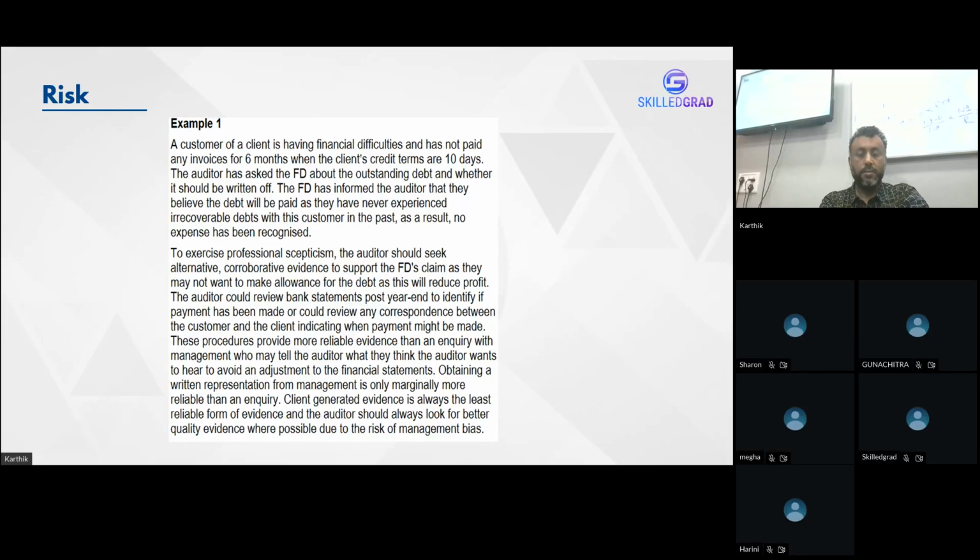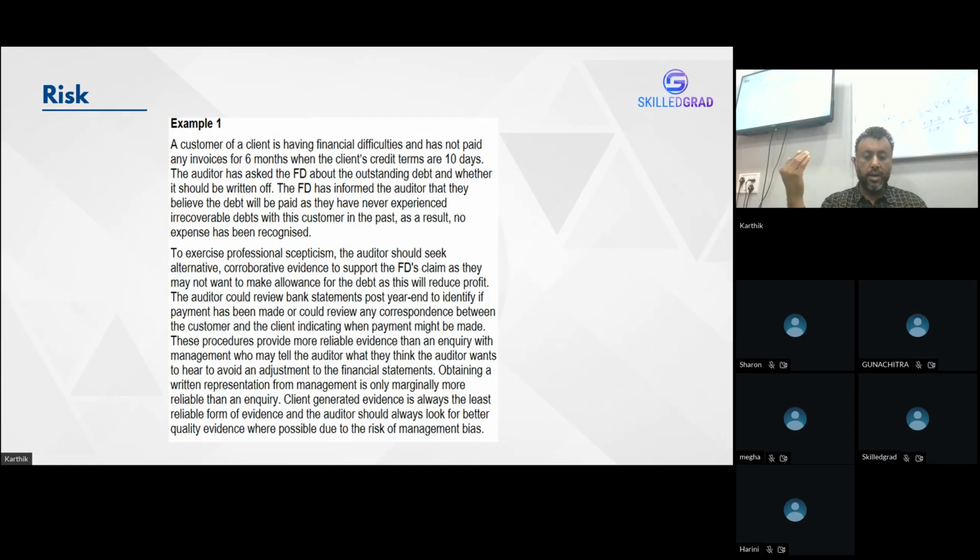Okay, continue, read it. The auditor could review bank statements here, and if the payment is made, you're right. But in this case, not everything can be done. Could check any correspondence with the customer, whether the payment is made. Again, very unlikely the customer will give us this, but in case there is, you could ask for that. That's also like corroborative evidence.